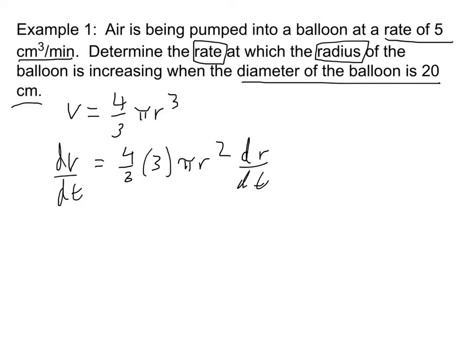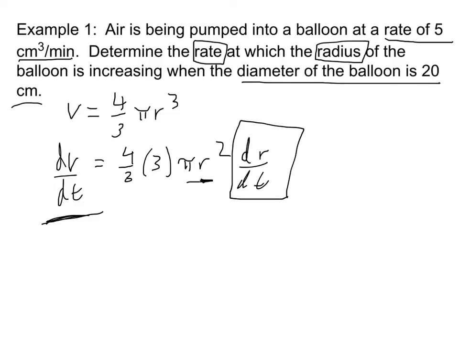Now, what do I know and what do I not know? I'm trying to find out what is the radius, right? So I know how the volume is changing. Or sorry, I don't know or I do know the radius. What I am trying to find is the rate at which the radius of the balloon is increasing. So if I know that, and I know that, then I should be able to plug that in.